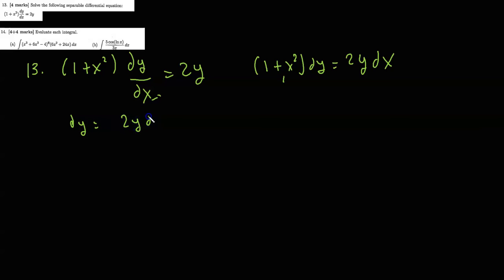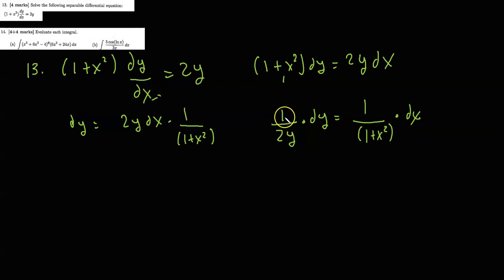So if I multiply both sides by dx, you would have 2y dx, and I just divide both sides by 1 plus x squared, you would get dy is equal to 2y dx times 1 over 1 plus x squared. And now you just have to bring the y's to the other side, so you divide both sides by 2y, you'll get 1 over 2y dy, and I'll rearrange this dx, and I can multiply this 2 to the other side, so I'll get 1 over y dy is equal to 2 over 1 plus x squared dx.